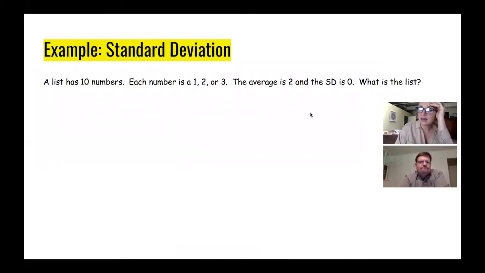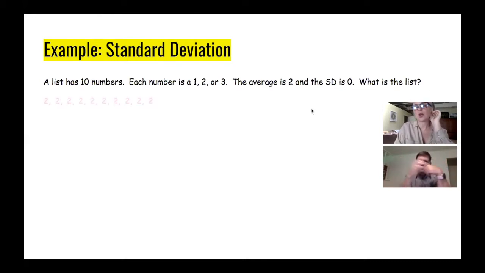A list has 10 numbers. Each number is either a 1, a 2, or a 3. The average of those 10 numbers is 2, but the standard deviation is 0. What is the list of numbers? Okay, so I know that I've got 1s and 2s and 3s, but the standard deviation of 0 tells me there's no change in the numbers, so they've got to all be 2s.